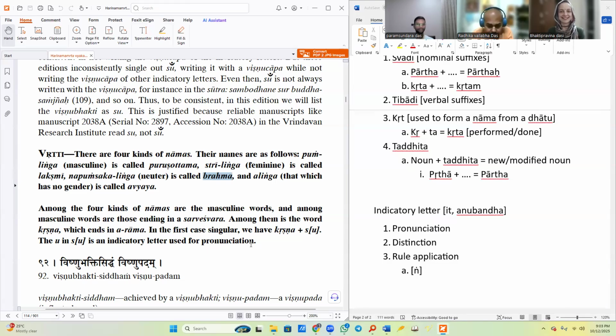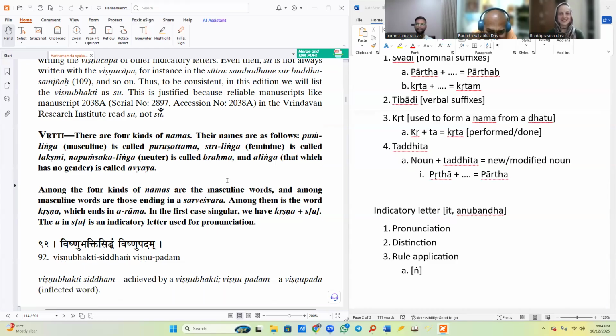So that's why we are studying Harinamamrita. Because Brahma doesn't have a gender. It is not Lord Brahma; this Brahma is equivalent to Brahma Jyoti, the Brahman effulgence. So it doesn't have a gender. Yeah, you can say so.